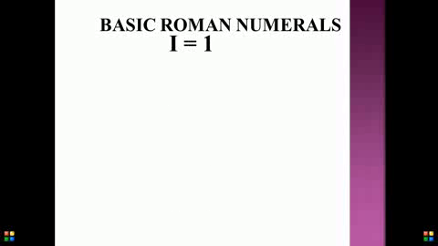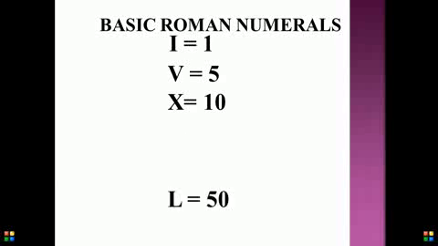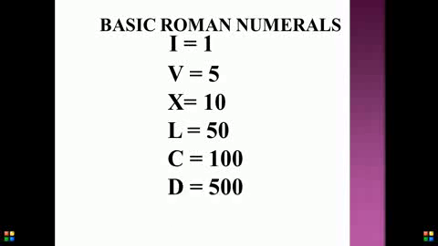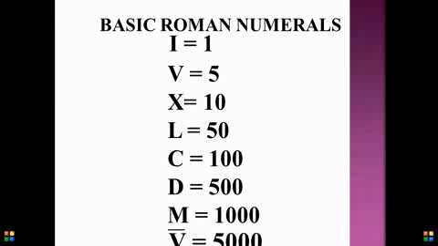1 is I, 5 is V, 10 is X, 50 is L, 100 is C, 500 is D, 1000 is M, and the last one that we've added is 5000, which is V bar. You agree with me that the first 6 are the basic Roman numerals, and they are I, V, X, L, C, D, and M.